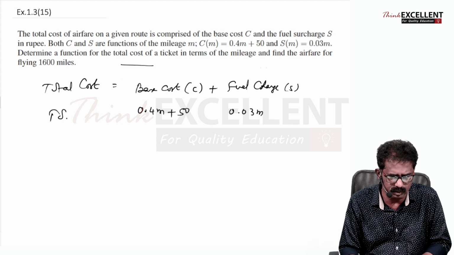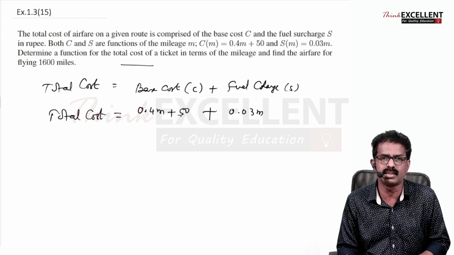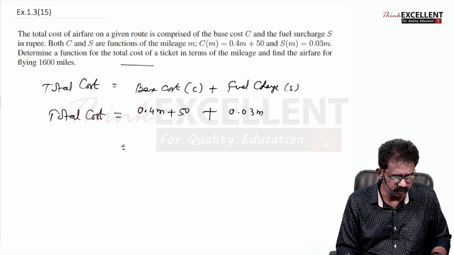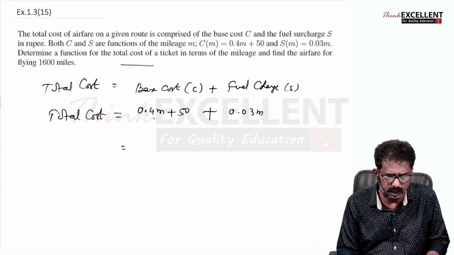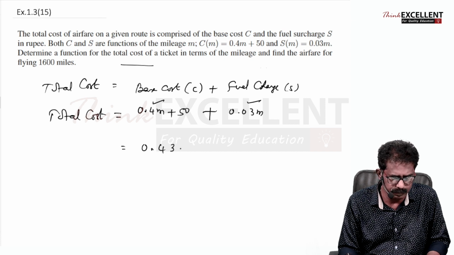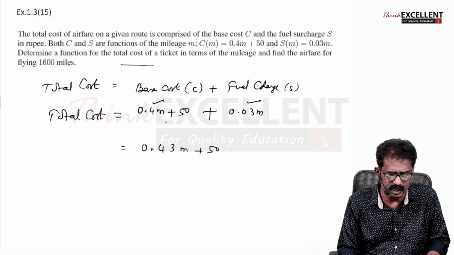So total cost equals, just add both, right? Total cost is equal to the base cost plus the fuel cost. Such a simple thing. If there is any like term, you add it. So first one is like term, right? 0.4 M, first and last, 0.03 M, so you are getting 0.43 M plus 50. So this is the answer for the first part.